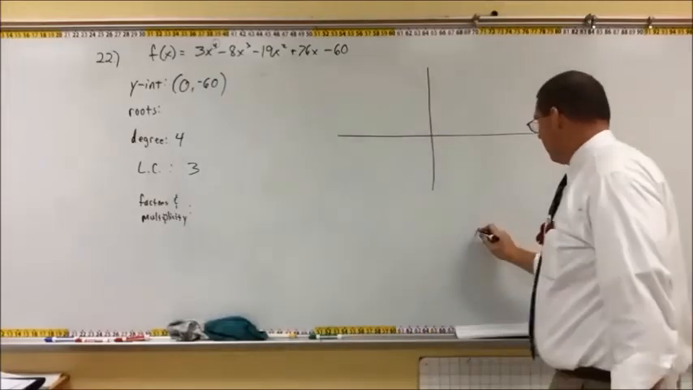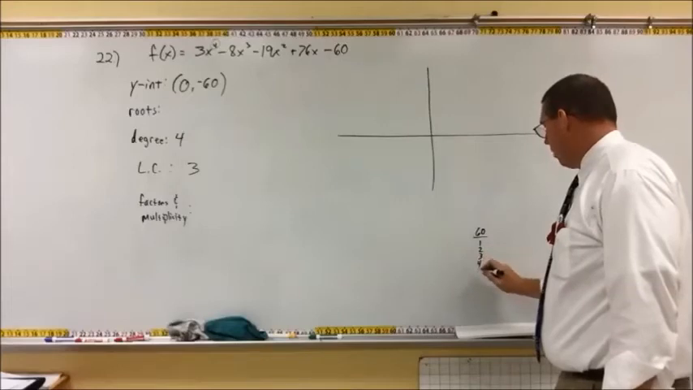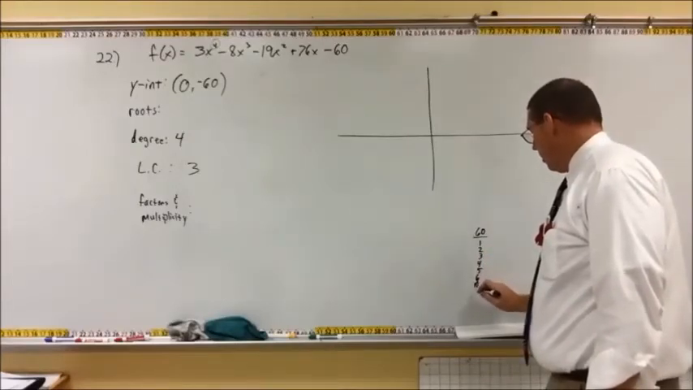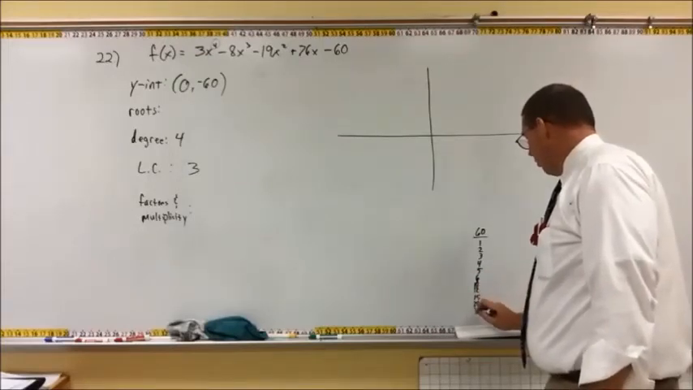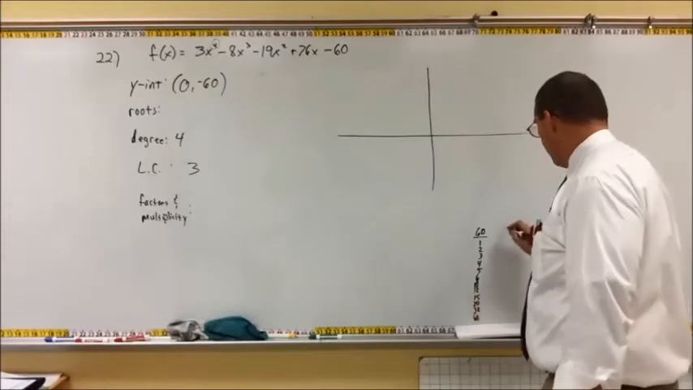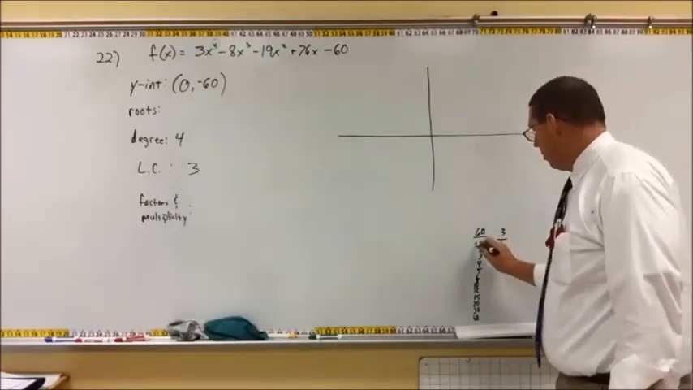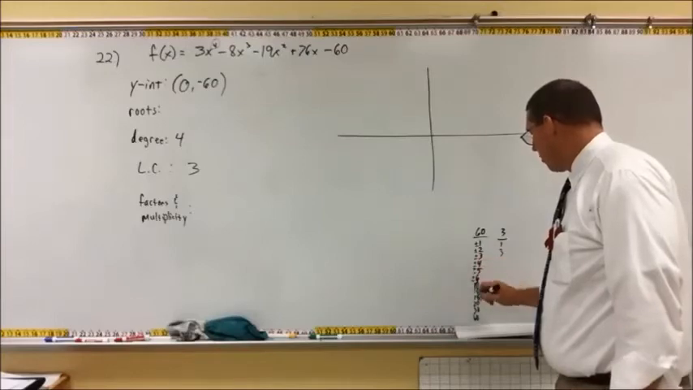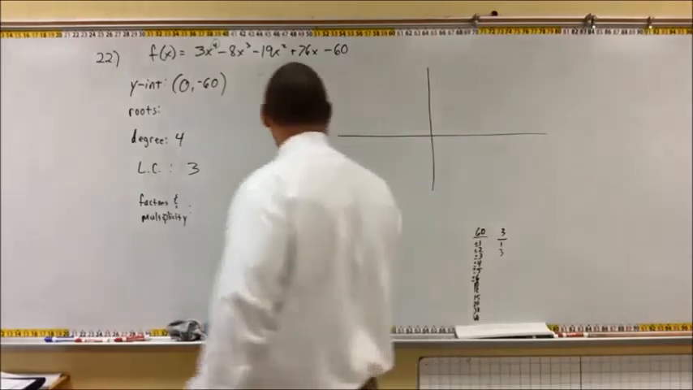60 has factors of 1, 2, 3, 4, 5, 6, 7, 8, 9, 10, 12, 15, 20, 30, and 60. And then 3 has factors 1 and 3. So we're going to do plus or minus 1, plus or minus 2, plus or minus 3, plus or minus 4, plus or minus 5, plus or minus 6. Then we'll go from there if we need them. Okay? So we'll do some synthetic division here.